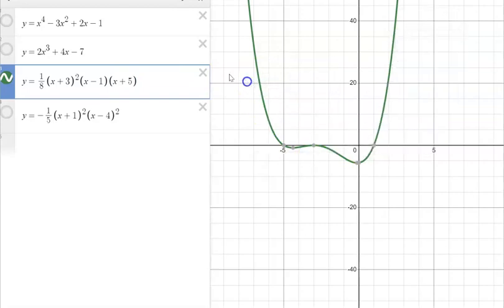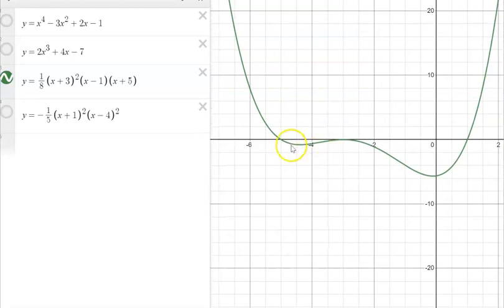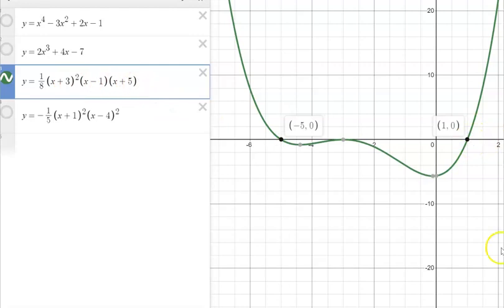Both ends of this graph are shooting up. We can see that there's some places where this graph is crossing the x-axis at -5 and at 1, and that there's a point here at -3, 0 where the graph is not crossing but only touching the x-axis.